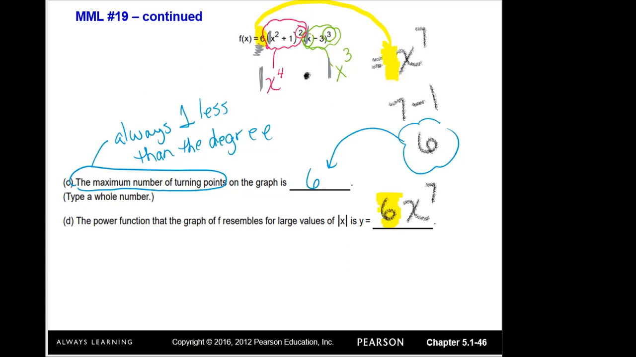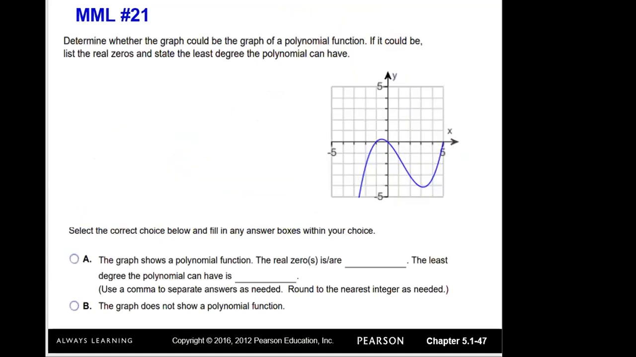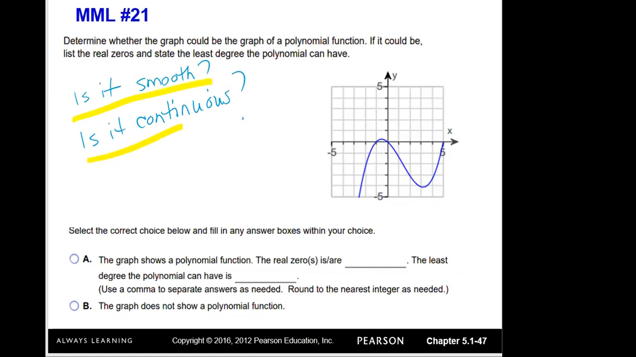All right, one last question from 5.1. It says determine whether the graph could be the graph of a polynomial function. If it could be, list the real zeros and state the degree the polynomial can have. Well, first thing I need to do is look to see, is it smooth? And is it continuous?